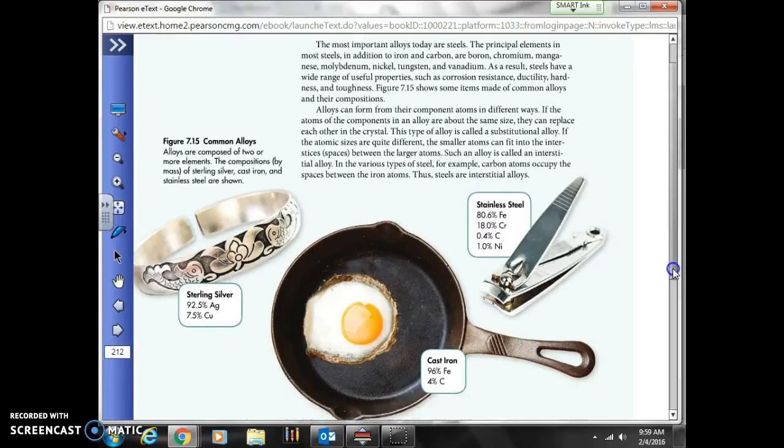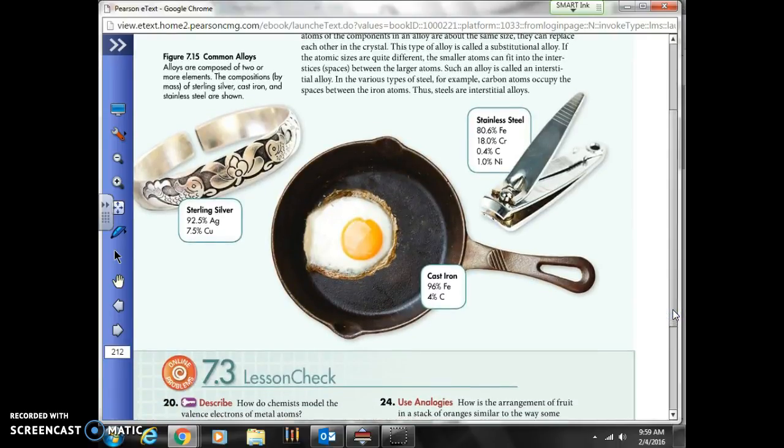Now, let's look at some things that alloys are used in. Your book gives lots of nice little pictures, things that we use in everyday life that are made up of alloys. Jewelry. This is a picture of a sterling silver bracelet. It's 92.5% silver, but it's got 7.5% copper in it. So that probably makes it stronger than just having pure silver. And it doesn't tarnish as easily.